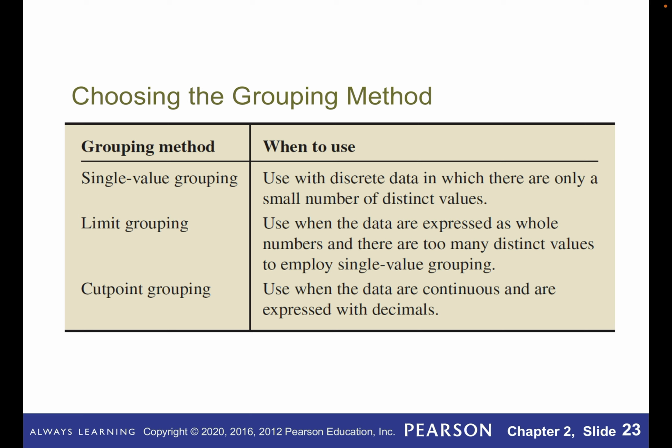With single value grouping, there are discrete data and not so many that each data value can't be its own class. Whereas with the last two, with limit grouping or cut point grouping, the range of data is just so big that it's more feasible to divide the data up into classes. And so each specific data value cannot serve as its own class.